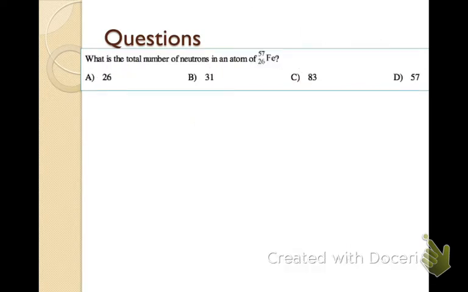And here, what's the total number of neutrons in an atom of 57, 26 Fe? So the top number represents the number of protons and neutrons, the bottom number represents the number of protons. So to figure out the number of neutrons, we just have to subtract them. So we should have 31 neutrons in this sample.